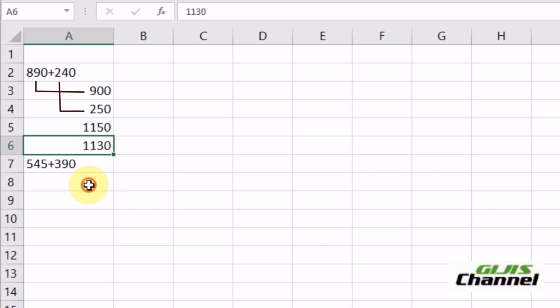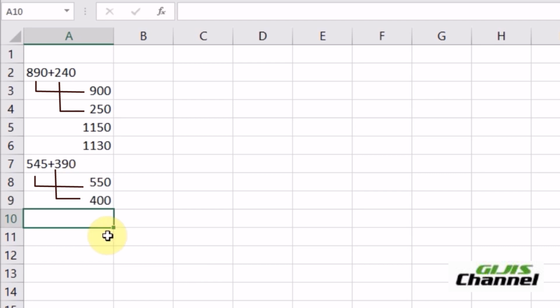Let's see how to add this number. So 545 plus 390. Let's round up. Round up to 550. 550 plus 390, you can round up to 400. So the answer is 950. But when you round up, you added extra numbers, so you have to subtract that. You added 5 here and you added 10 here, so you need to subtract 15 from there. So the answer is 935.